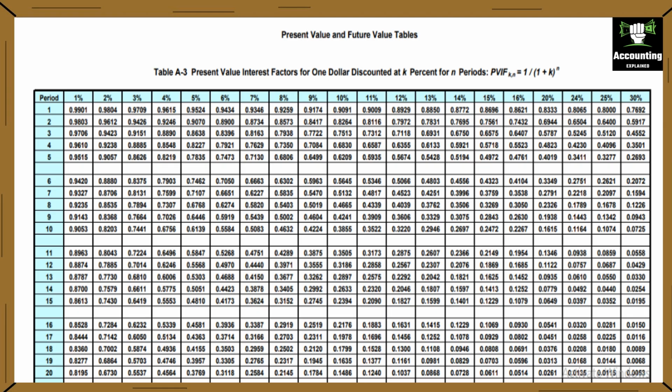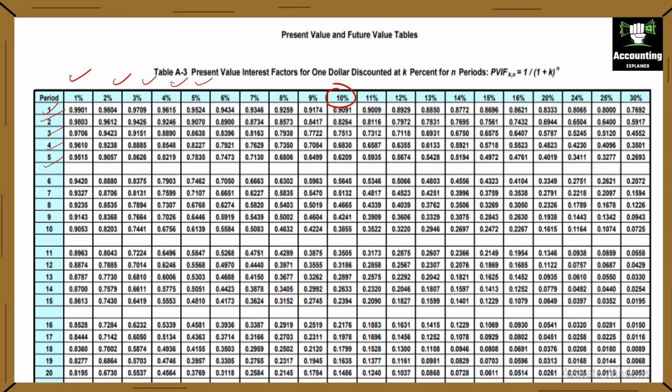This is a present value table. Here, columns are interest: 1%, 2%, 3%, 4%, 5%. It goes on like this, and period is 1, 2, 3, 4, 5. Rows are periods. Okay. So we have to see the discount rate factor of 10%.